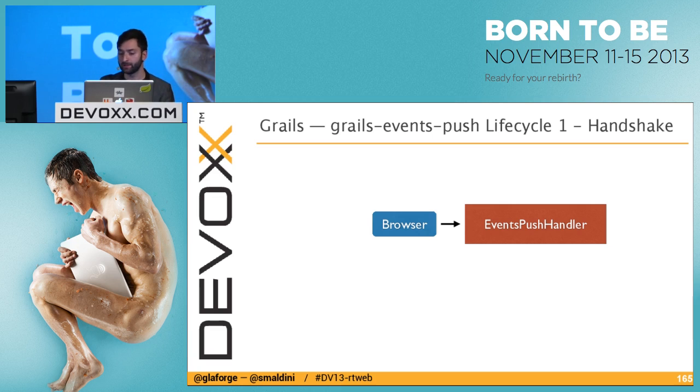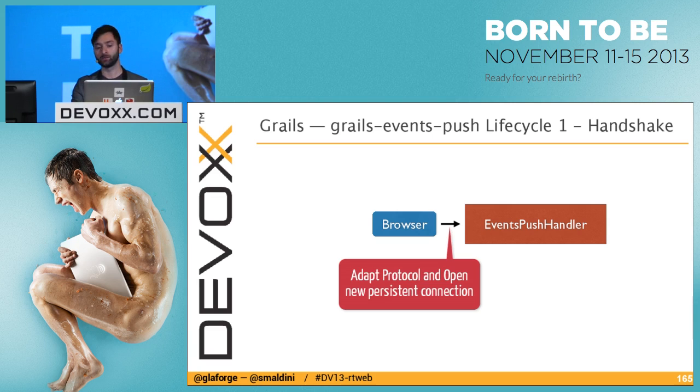Explaining just in a bit what happens with Grails events push. So first, your browser is finding the right protocol, negotiating the protocol with the server, and establishing the persistent connection, whether it's a long polling connection, so a long HTTP request, or a WebSocket connection, it doesn't matter.